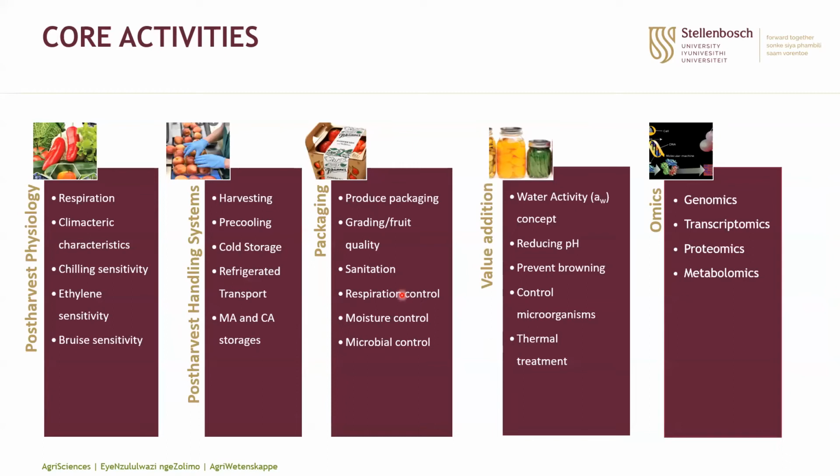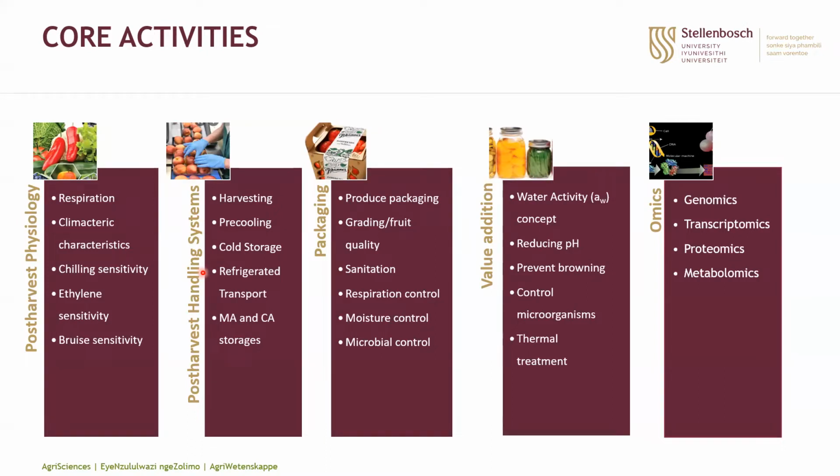So here you see our core activity in coming up to this idea. We have gone through a lot of physiology. You should know your fruit, how it respires, its climacteric characteristic, its chilling sensitivity, its ethylene sensitivity, and you should also be acquainted with post-harvest handling systems like pre-cooling, cold storage, refrigerated transport, and also packaging principles and value addition, omics. These two are separate from the presentation that I will do today.